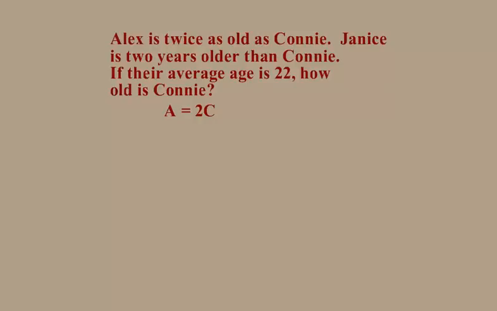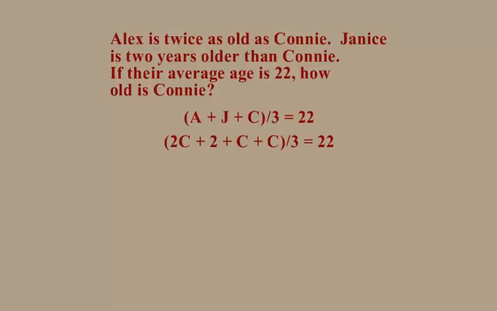In this case, we know that Alex is twice as old as Connie. And we know that Janice is 2 years older than Connie. Okay, their average age is 22, so we set that up. And now we simply substitute the values in. We get 2C, that's Alex, 2 plus C, that's Janice, and C is Connie. Cross multiplying, we see that their total age is 66. Subtracting 2 from both sides, we get 4C is 64, and we find out that Connie is 16.